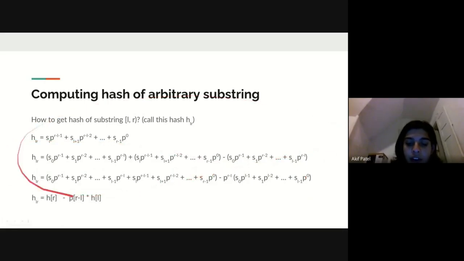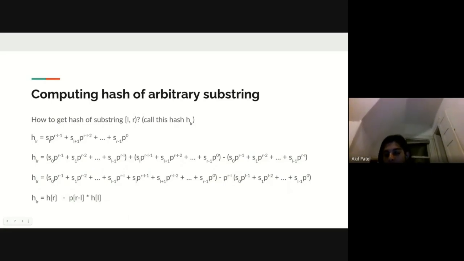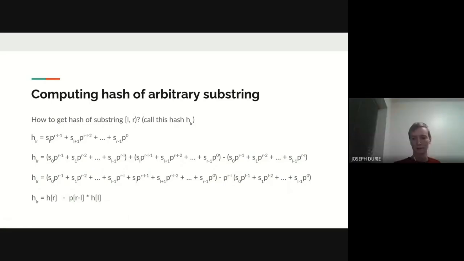And now these are all values that we know. So this part is, as I mentioned before, just the hash up to R. It's the hash of the prefix of the string up to R. This part is just the hash of the prefix up to L. And we have this power of P to the R minus L, which we have pre-computed also. And so we can compute our hash just with this very simple formula. Does anyone have questions on this? Because there's a lot happening here.